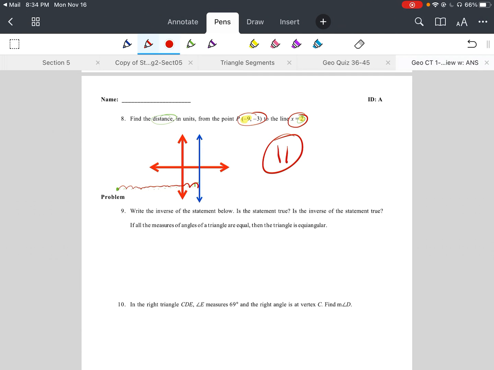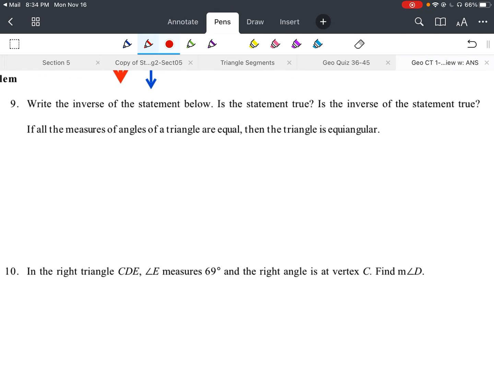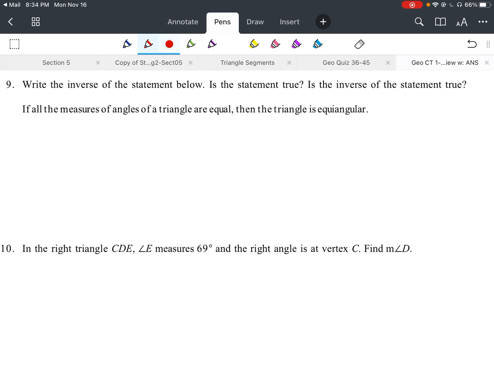All right, find the inverse of the statement below. Is the statement true? Remember, inverse, let's answer each part here. Let's find the inverse, then we'll do that. All right, so is the statement true? Let's do that. If all measures of a triangle are equal, then the triangle is equiangular. Well, yeah, that's the definition, so I hope so.